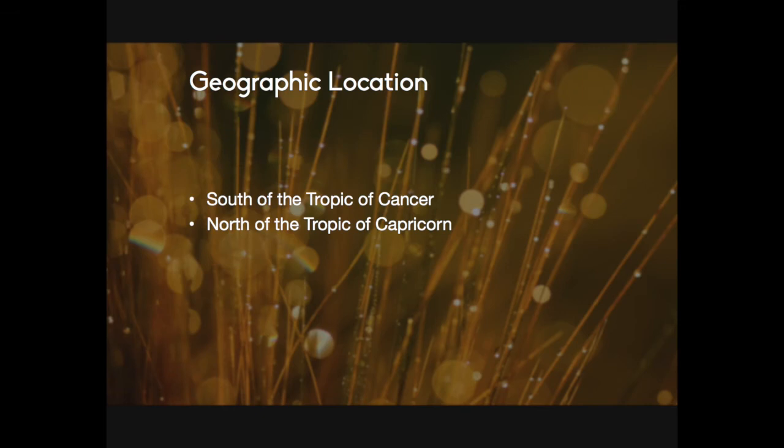The temperate grassland biomes are located south of the Tropic of Cancer and north of the Tropic of Capricorn. There are temperate grasslands on 3 continents: South America, Africa, and Australia. This includes places such as the Pampas, Veld, and the Downlands, respectively.